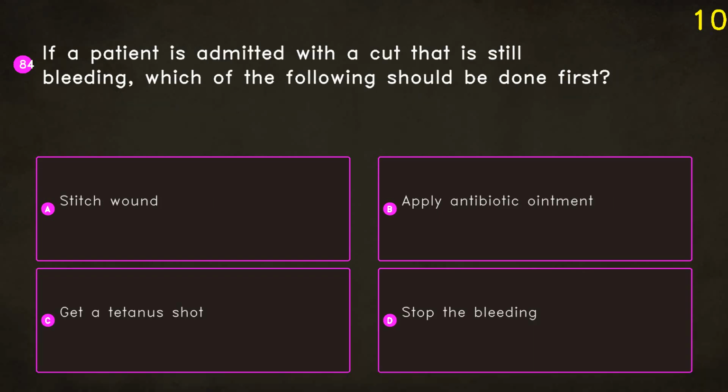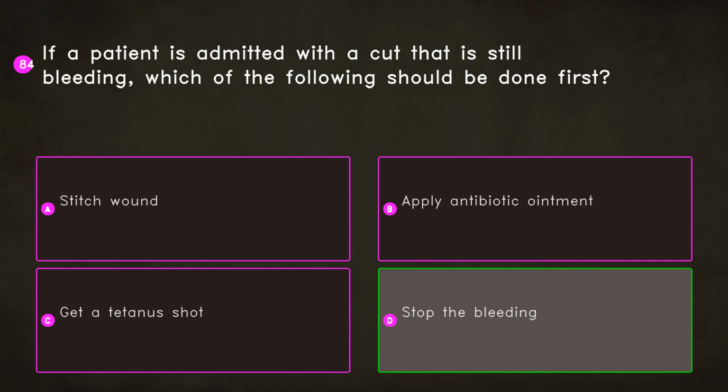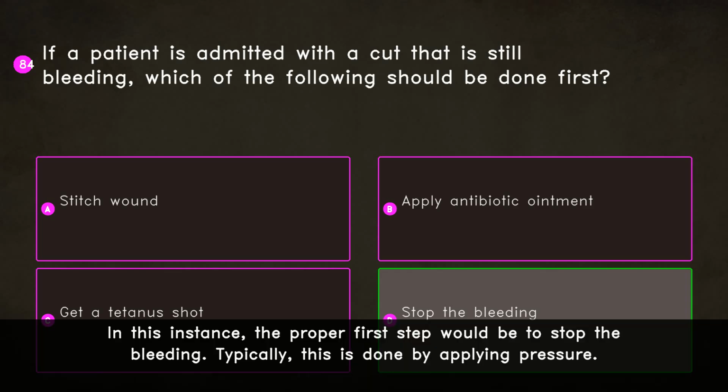Question 84. If a patient is admitted with a cut that is still bleeding, which of the following should be done first? A. Stitch wound, B. Apply antibiotic ointment, C. Get a tetanus shot, D. Stop the bleeding. The correct answer is stop the bleeding. In this instance, the proper first step would be to stop the bleeding. Typically, this is done by applying pressure.